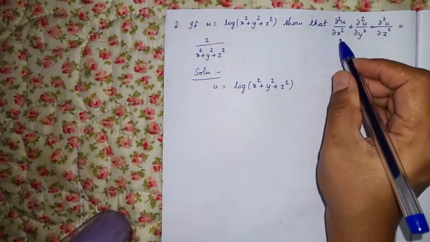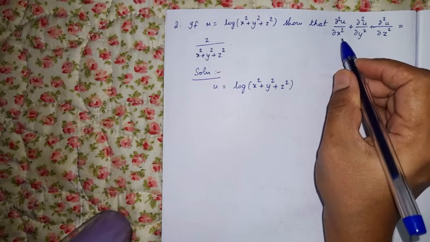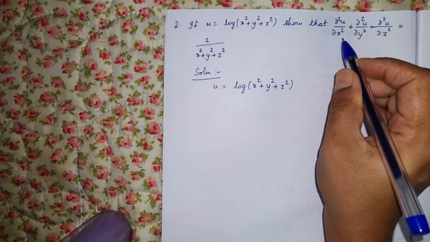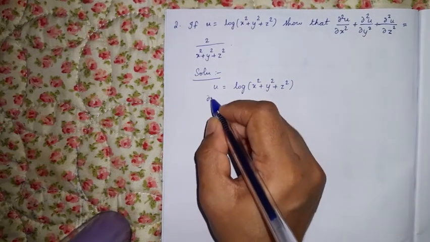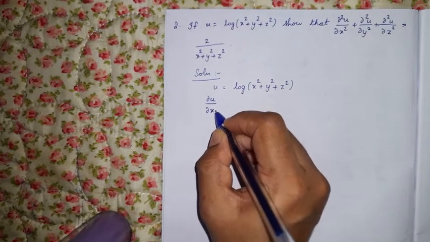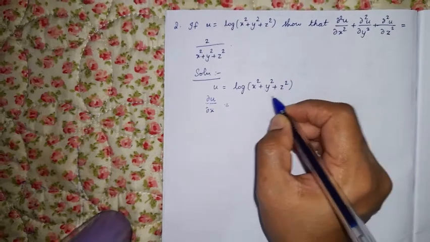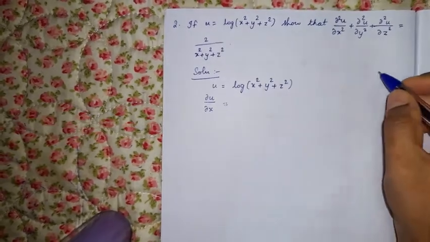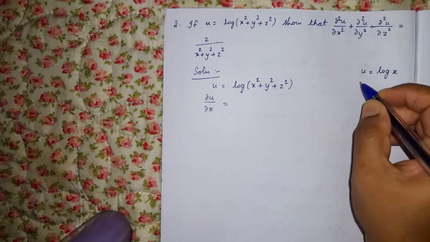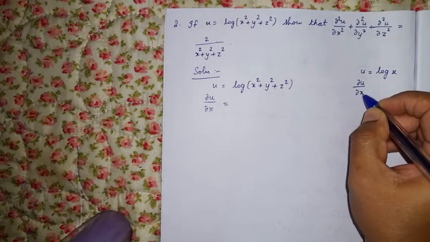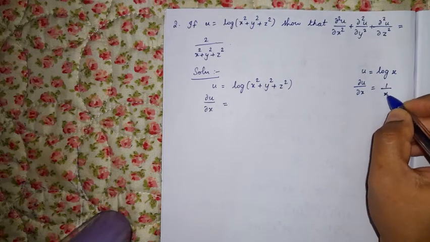Now let's take ∂²u/∂x². To find this, you need ∂u/∂x. So you know what u is. Now what is ∂u/∂x? For that you should know the formula first. If u is equal to log x, you have ∂u/∂x equal to 1 by x.